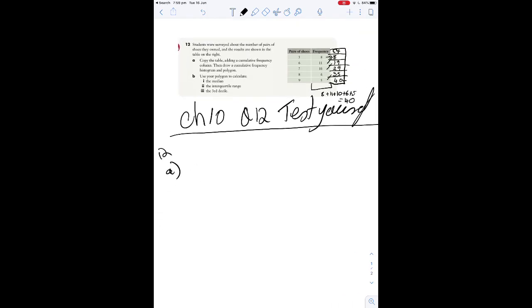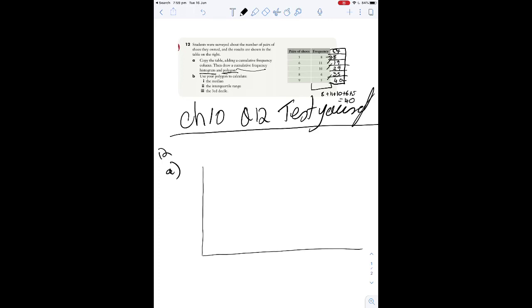All right, so I've done the first part. The second part is a histogram and a polygon. Okay, so obviously you need a ruler. I don't have a ruler on this app, but you guys obviously need a ruler. Now, okay, so now a histogram and a polygon.